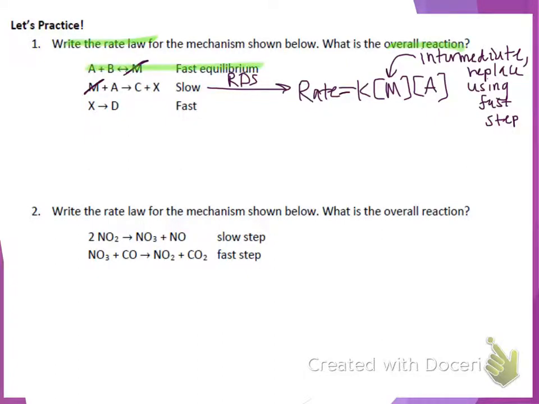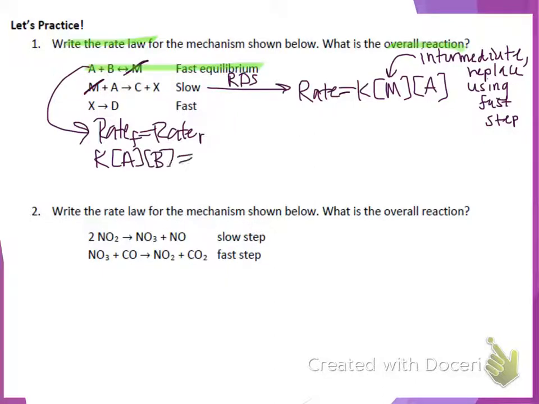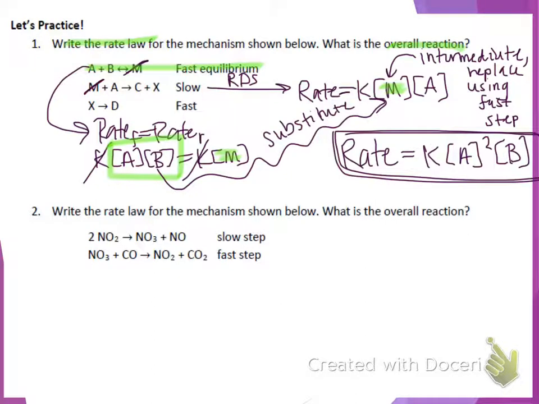As we take a look at that fast equilibrium step, we know that rate forward is equal to rate reverse. So we can set those 2 rate laws equal to each other. The rate constant times the concentration of AB is equal to the rate constant times the concentration of M. Those rate constants are going to cancel out, so the concentration of M, our intermediate, is equal to the concentration of A times B. So we need to substitute A concentration times B concentration in for the M here. When we do that, we get the rate for this mechanism, which is our rate constant times A squared times the concentration of B.